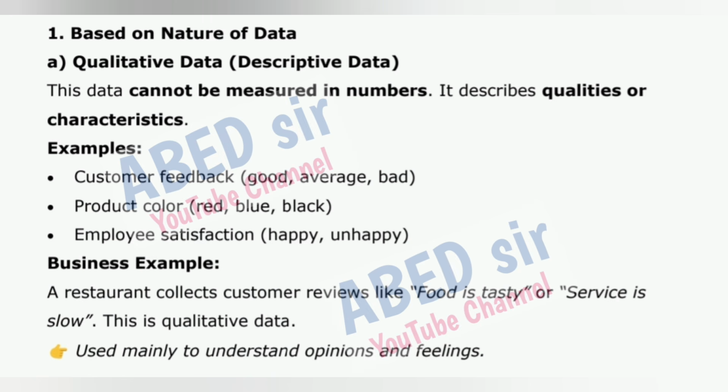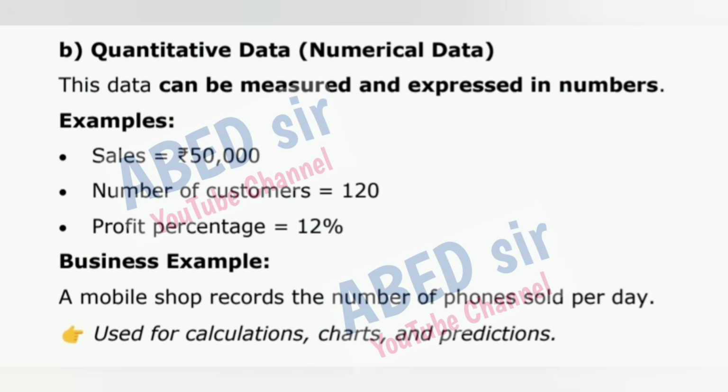This is qualitative data, used mainly to understand opinions and feelings. B. Quantitative data, numerical data. This data can be measured and expressed in numbers. Examples. Sales is equal to 50,000 rupees. Number of customers is equal to 120. Profit percentage is equal to 12%. Business example. A mobile shop records the number of phones sold per day. Used for calculations, charts, and predictions.